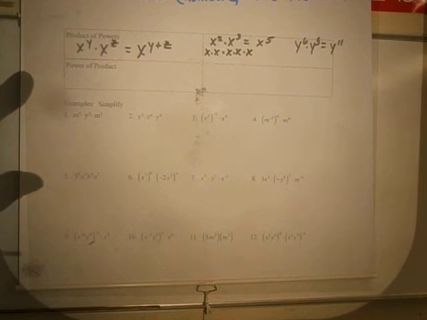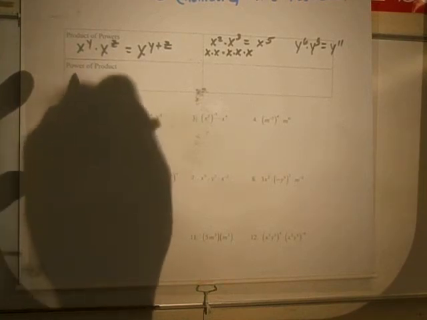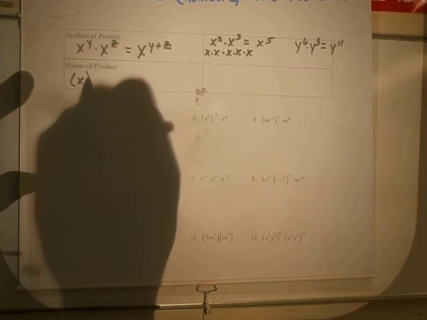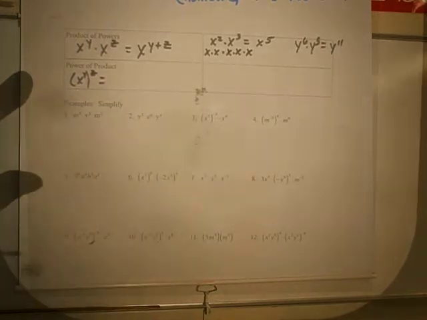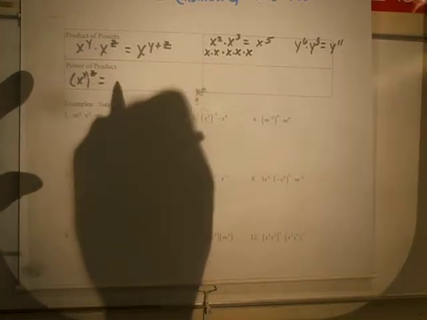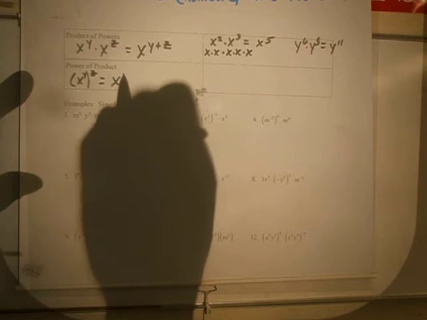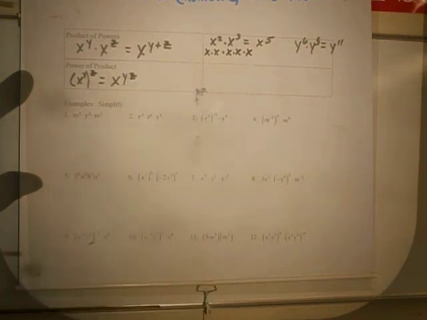Power of a product, we actually have 2 things here. If you have an exponent raised to an exponent, and in the parentheses that is an x to the y raised to the z power, when you have an exponent to an exponent, you multiply: x to the yz.